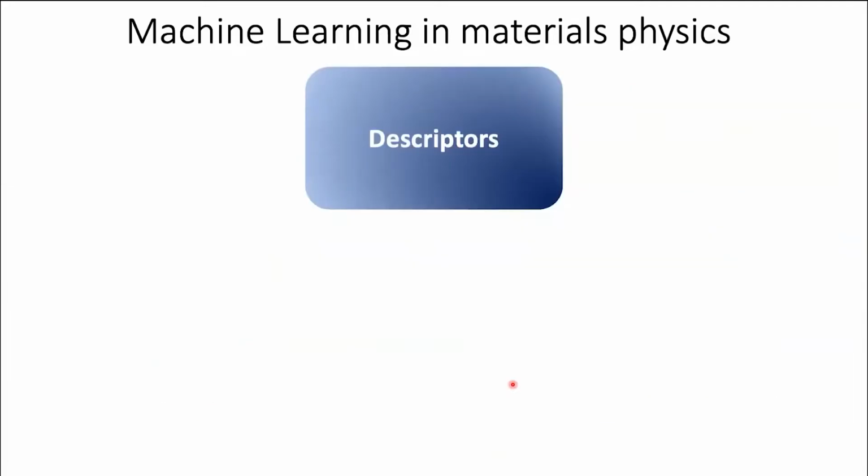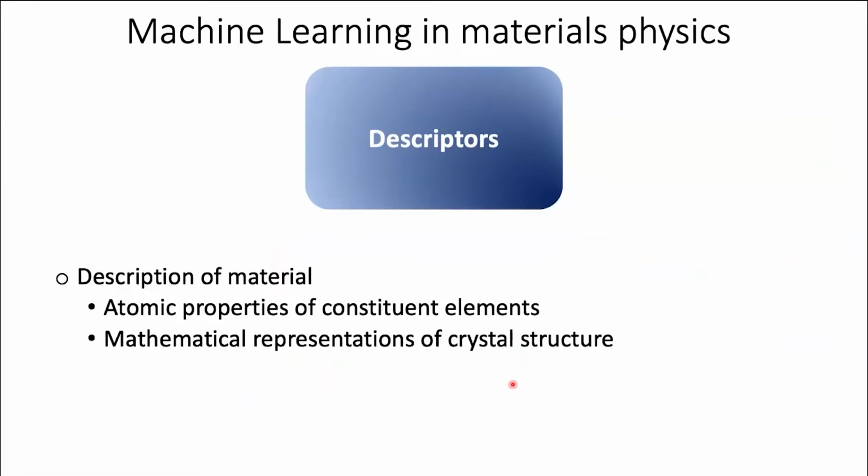Okay, so we have data, and then we also have the descriptors. These are again mathematical representations of our data. And these can be as simple as a collection of atomic properties of the constituent elements, or some more sophisticated constructed representation of the crystal structure.